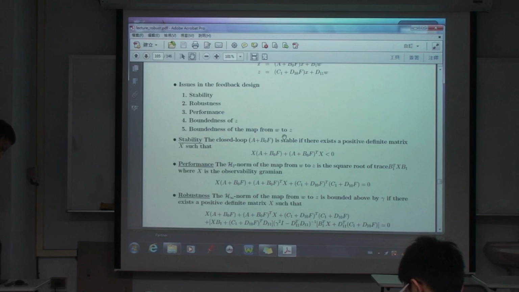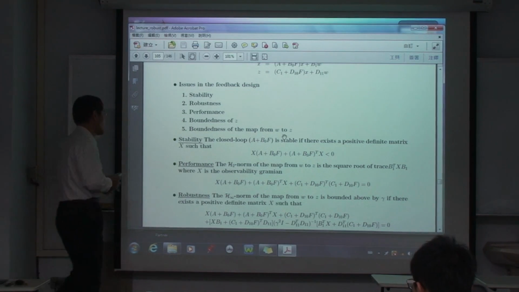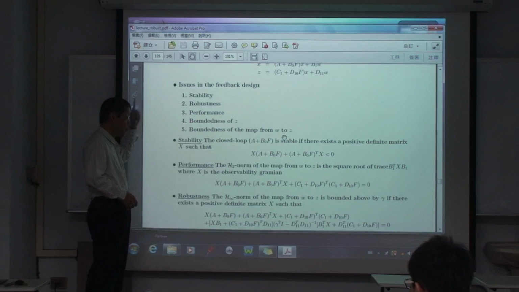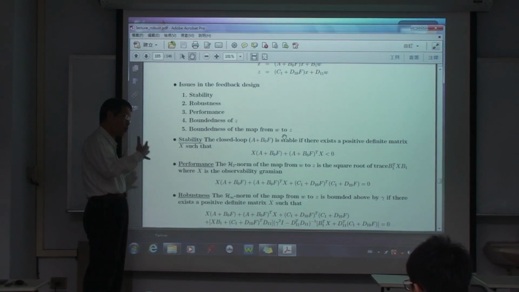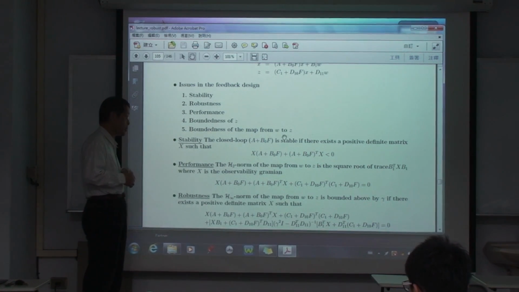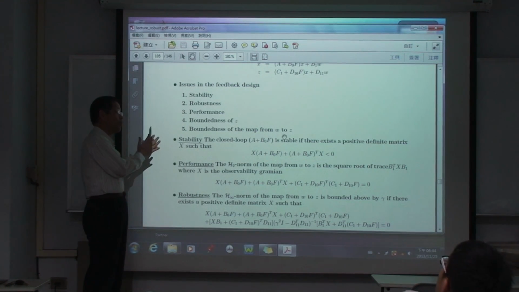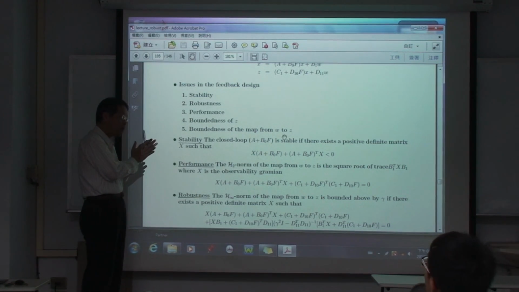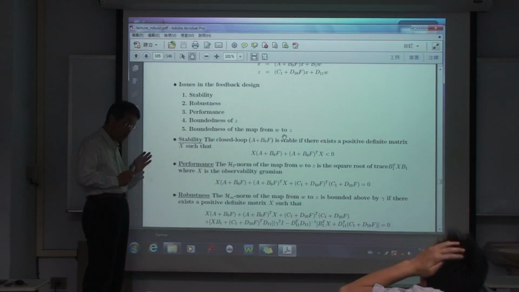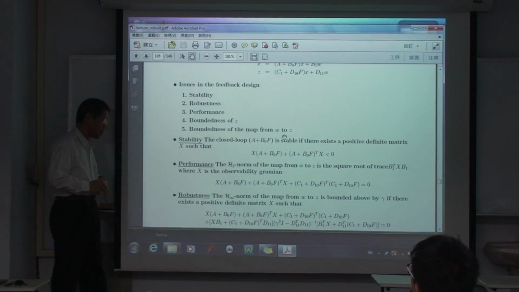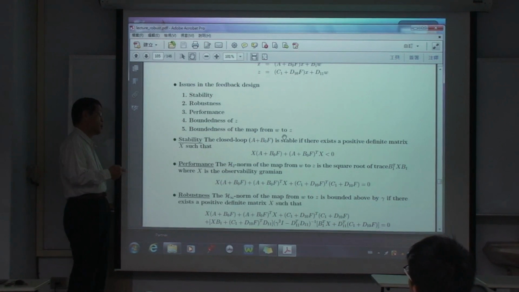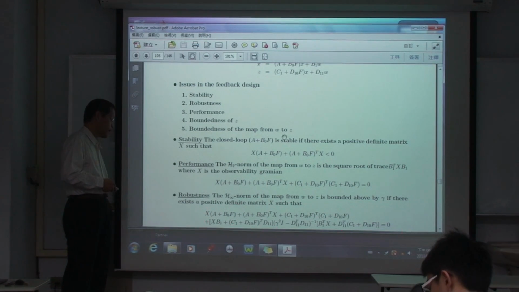If we go one step ahead to look at the so-called robustness, one way to look at robustness is through, for example, the small gain theorem. Since small gain theorem, we know that suppose I could bound the infinity norm of N, then I would understand how much uncertainty I could tolerate. So if you look at it from that perspective, you will hope that the infinity norm from W to Z is bounded by a certain value, in this case gamma, and the equation that you need to address is as follows.